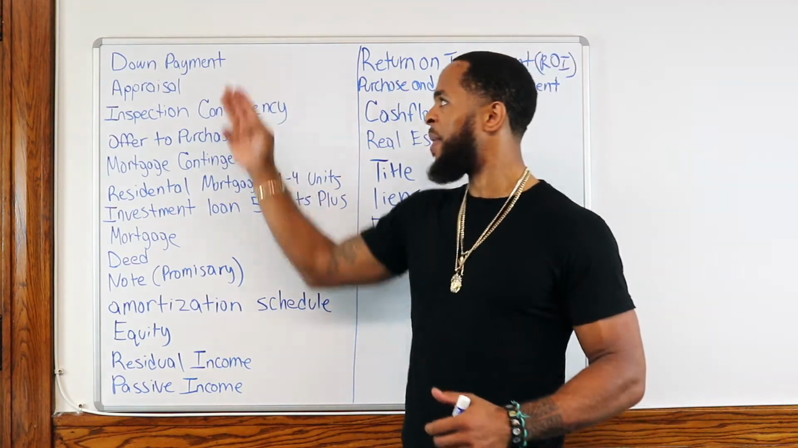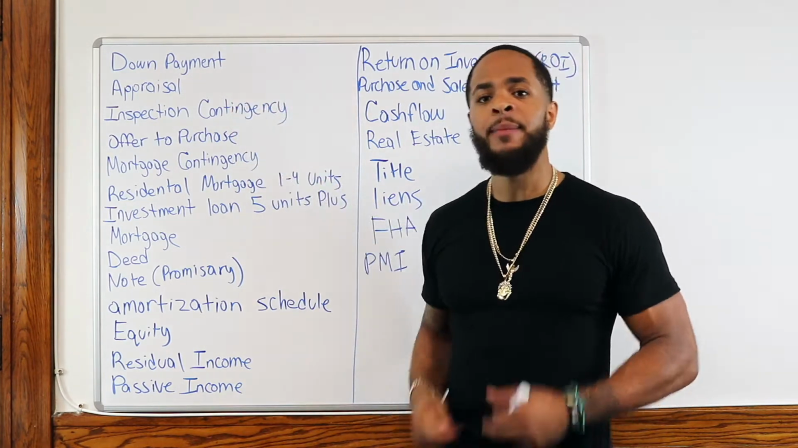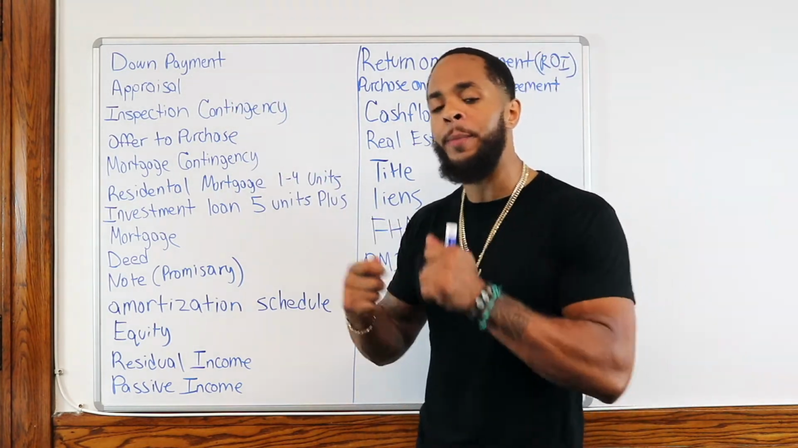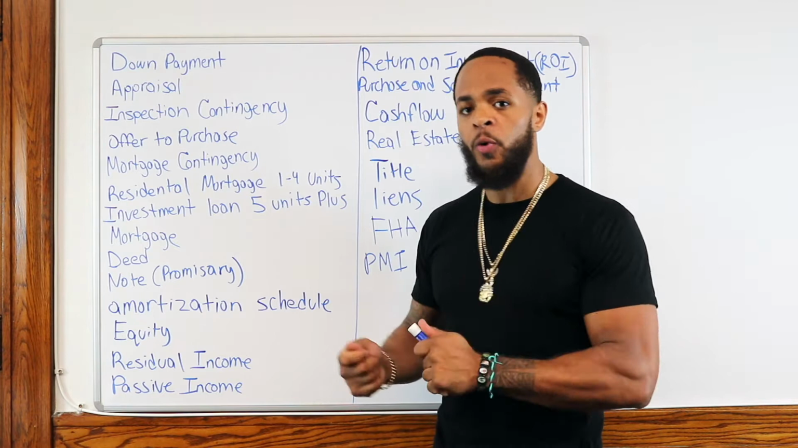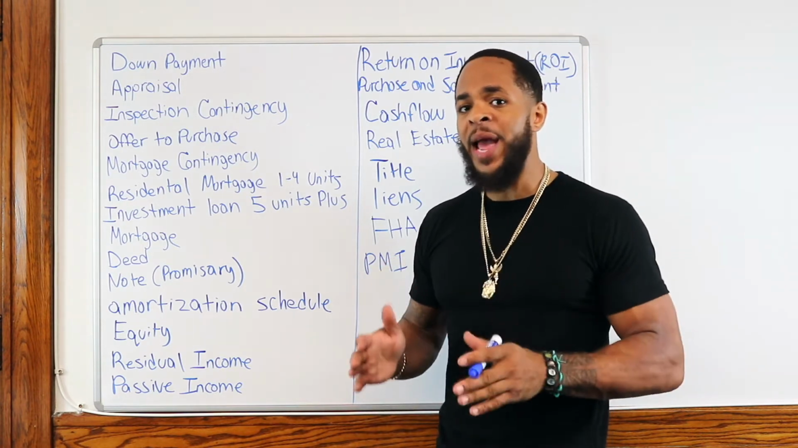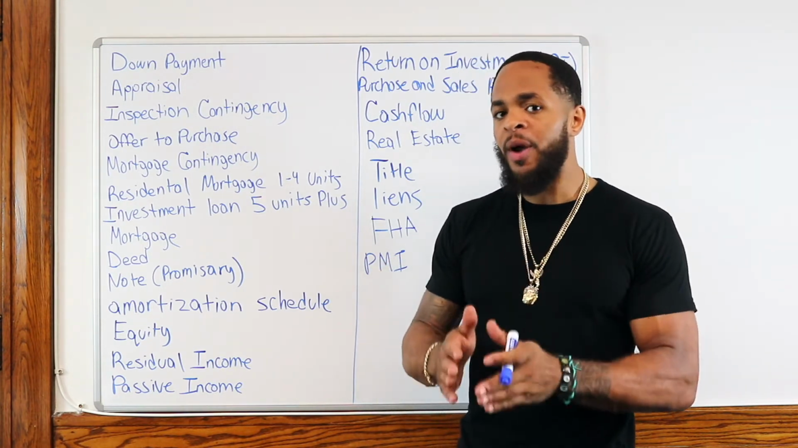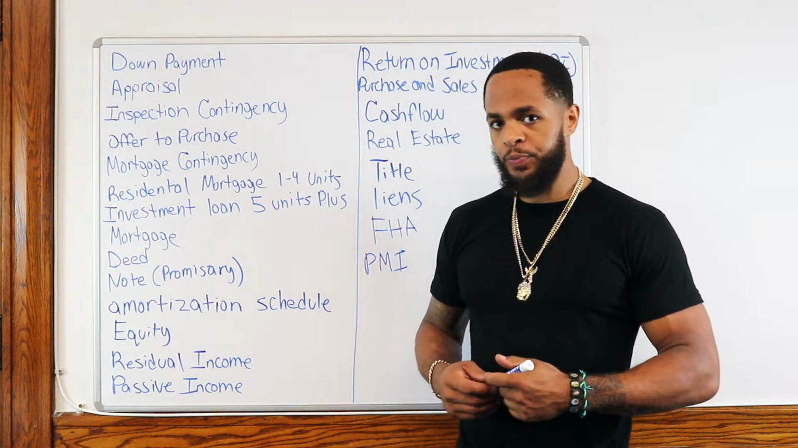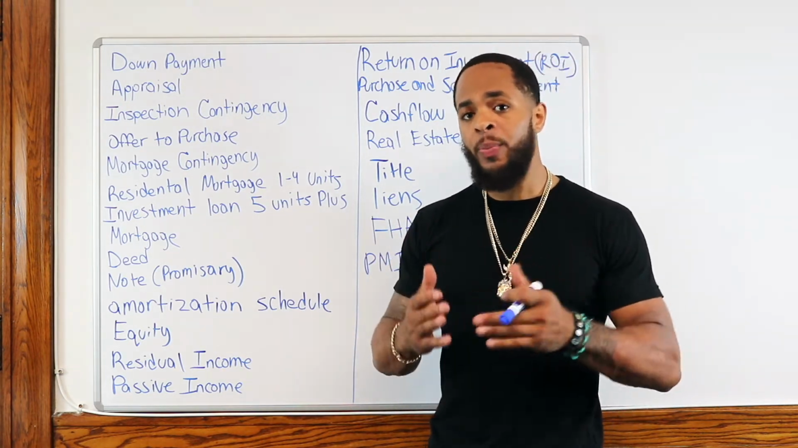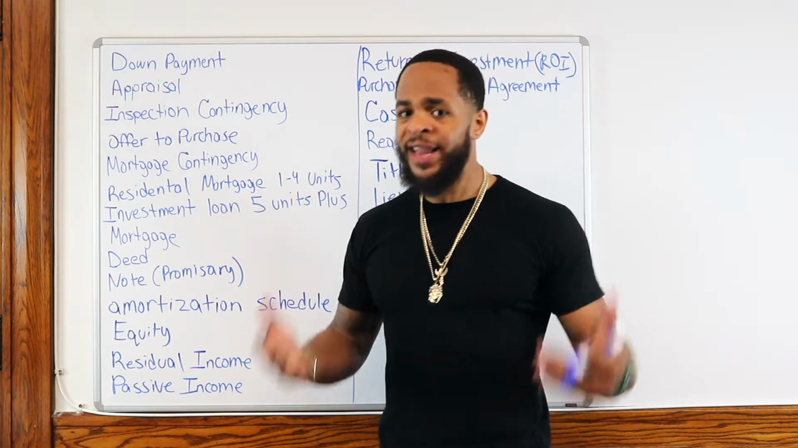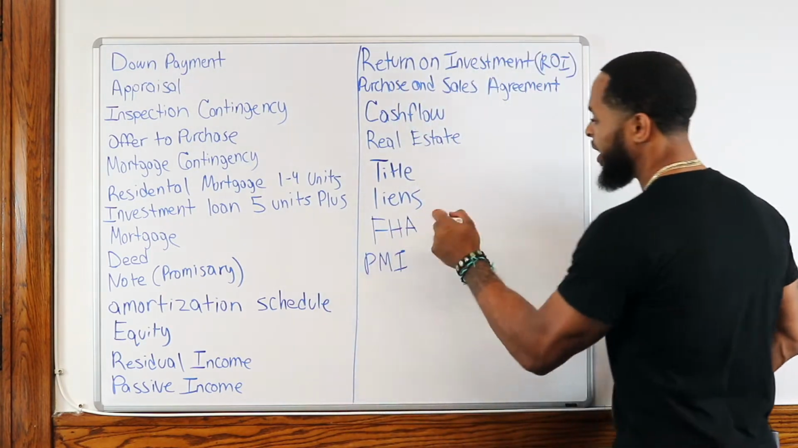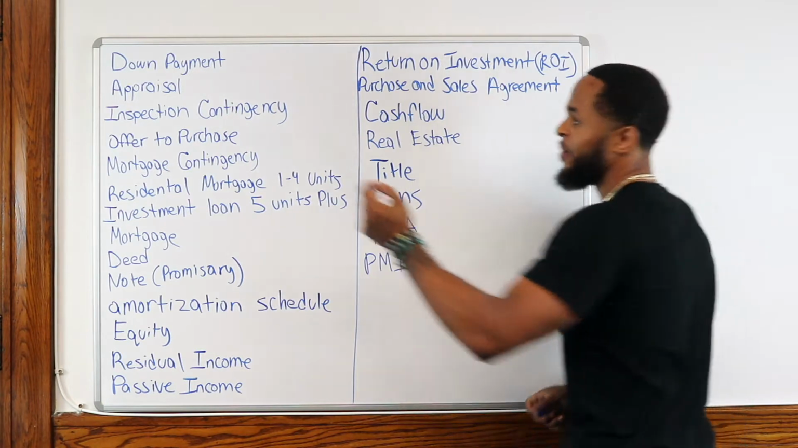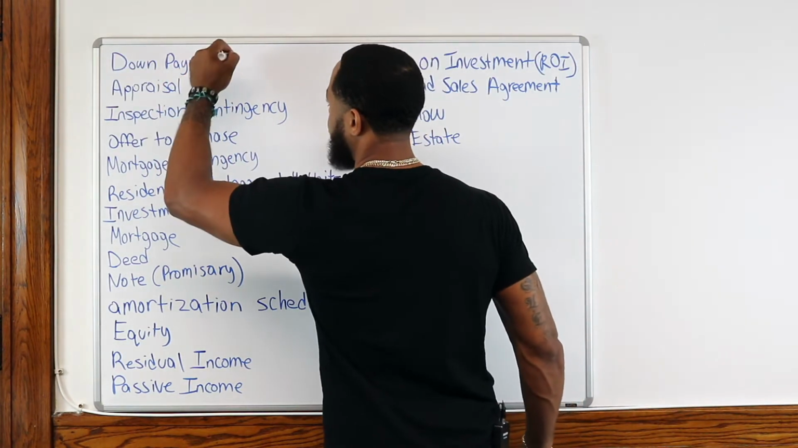Okay? So down payment. A down payment is money that the bank will require you to put down to purchase a home. Usually, a down payment would range anywhere from 3.5% to 20%, depending on the type of loan. Now, if you want to get a 3.5% loan, that is most likely going to be an FHA loan. So a down payment is money you put down. Let's check that off there.